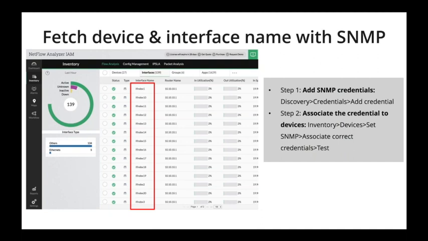So once the device is added and the interfaces are added, the name of the interface will be either listed as ifIndex or from the device name. If the interfaces are listed as ifIndex, you can fetch the device or the interface name with the help of SNMP credentials. So there are two steps required to fetch the name of your device and an interface with the help of SNMP. So let me show you how you can fetch the name of a particular interface.